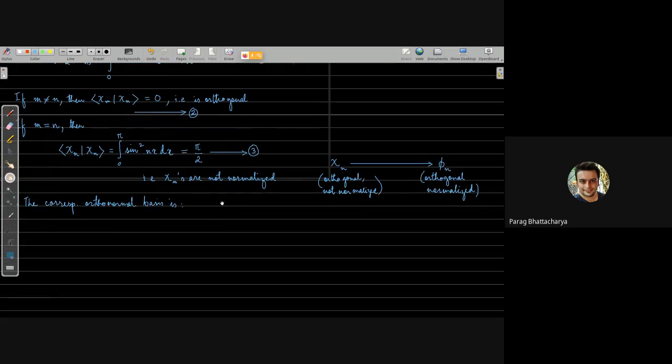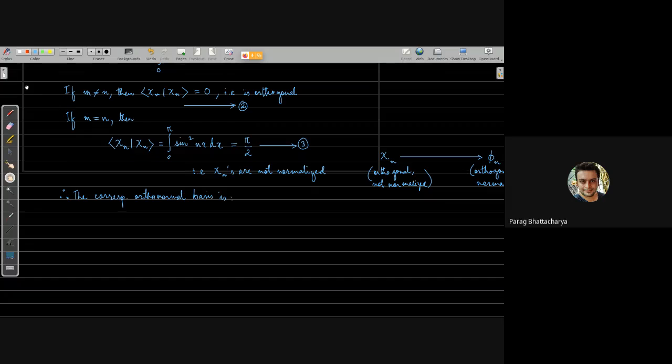They are orthogonal, but they're not normalized. So we go from this chi n to another basis, which is phi n, and this phi n will be orthogonal and normalized. Okay, it will be orthogonal and it will be normalized. And this is how we get this phi n.